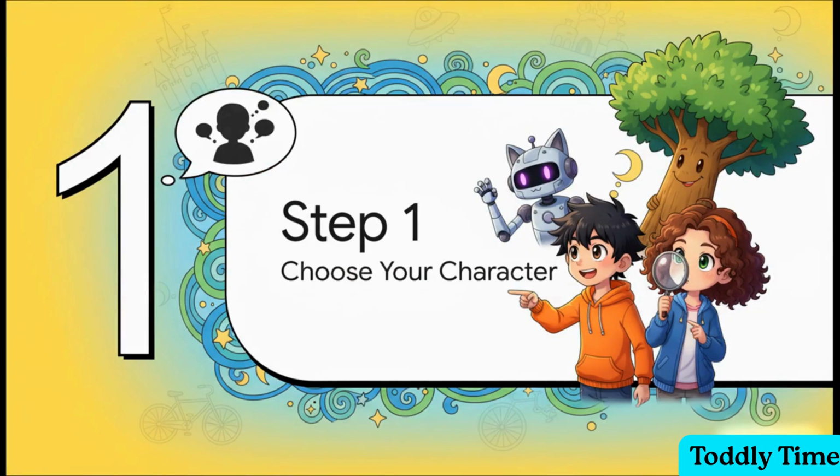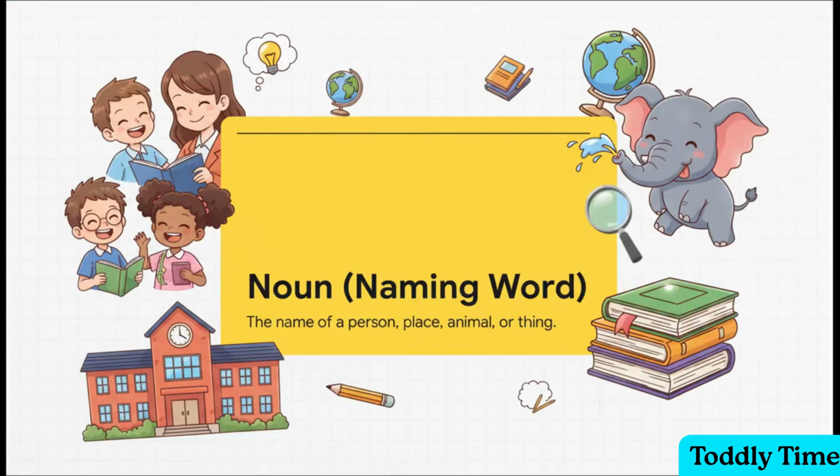Okay, every good story needs a main character. And guess what? So does every good sentence. So for our very first step, we need to choose who or what our sentence is all about. This main character has a special name. It's called a noun. That's a fun word to say, isn't it? Noun! A noun is just a naming word. Let me say that one more time. A noun is a naming word.